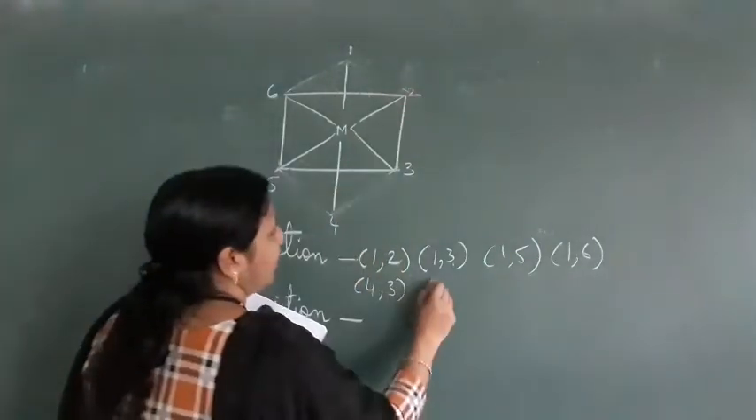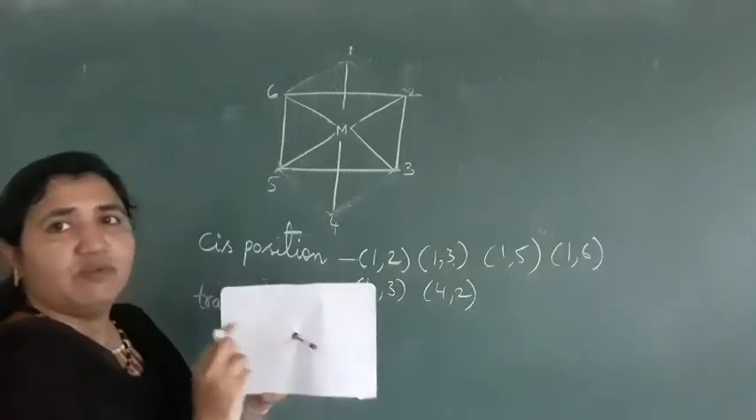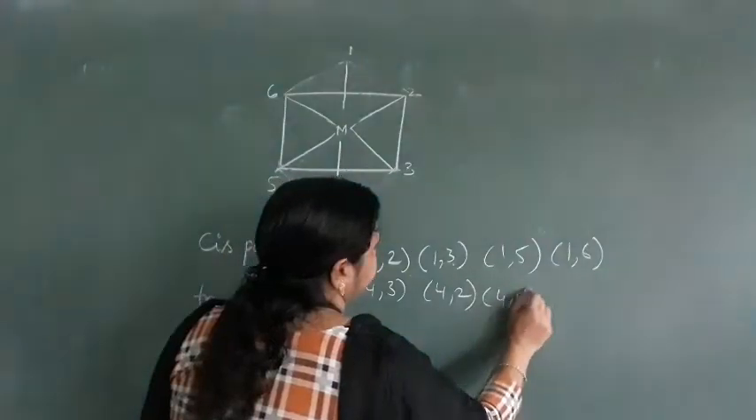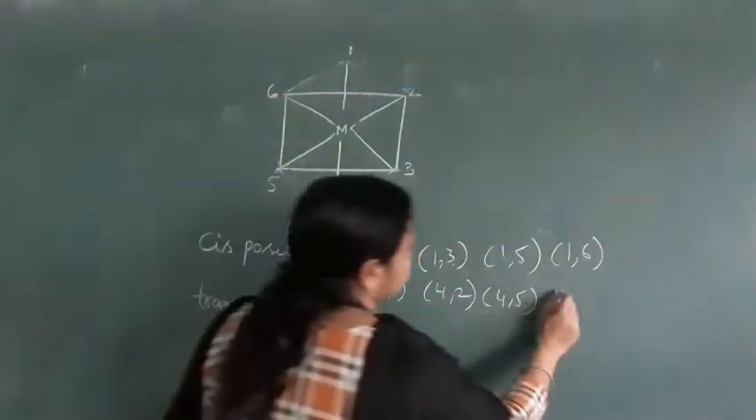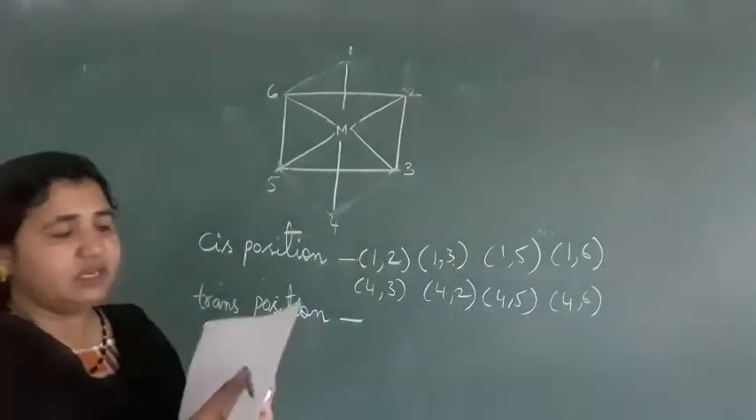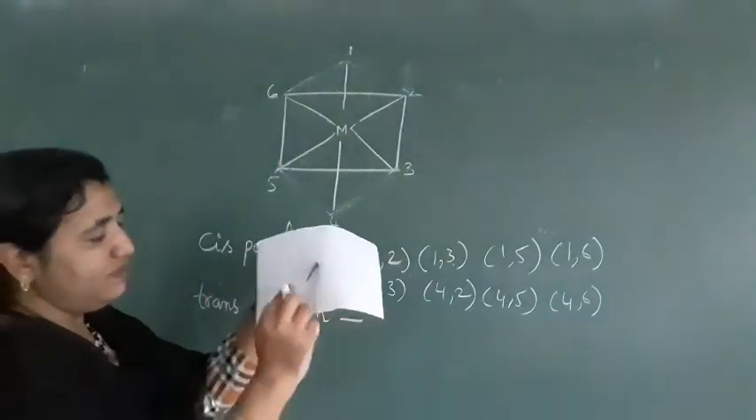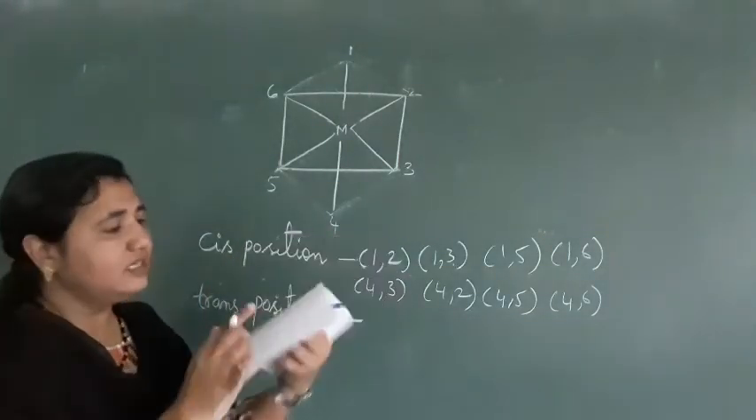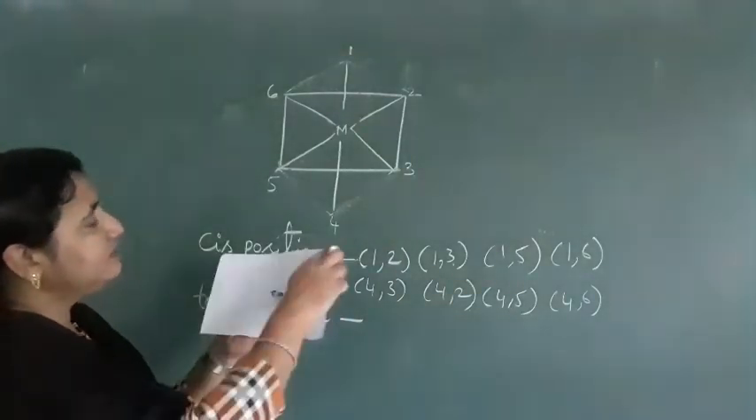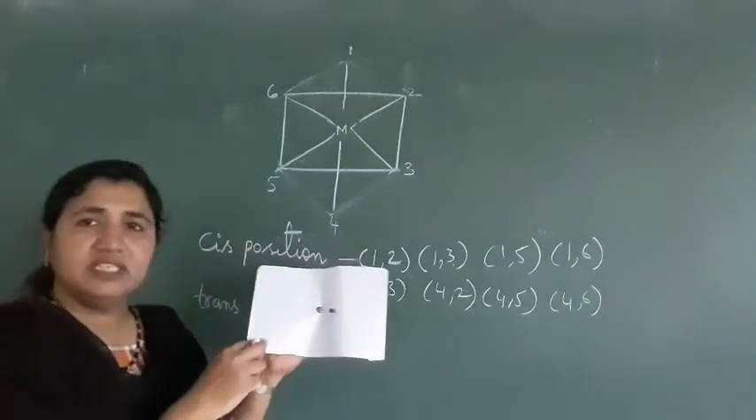Then 4 and 2. 4 and 1 are not in cis position, they are trans, and 4 and 5, and next we have 4 and 6. So these are the cis positions. Okay, same here. Are you getting this one? So this is first and second, first and third, first and fifth, first and sixth here. Similarly for 4: 4 and third, 4 and second, 4 and 5, 4 and 6 here.